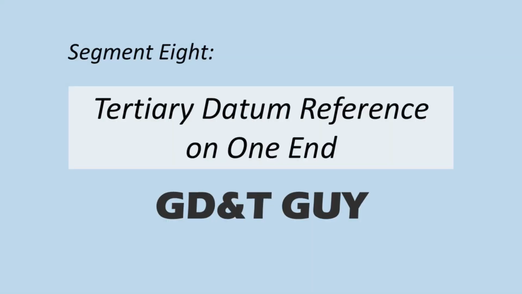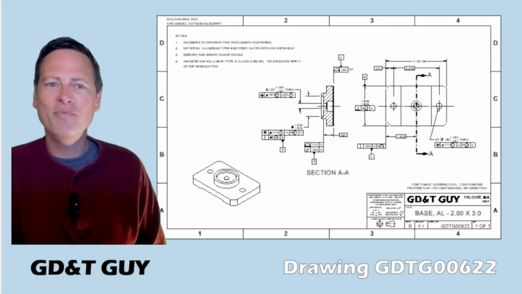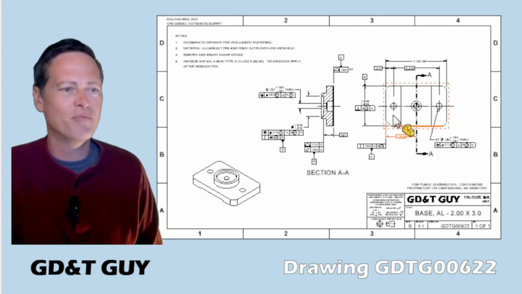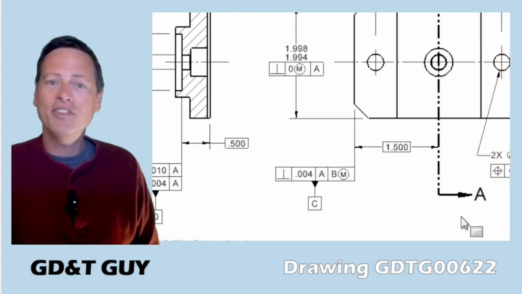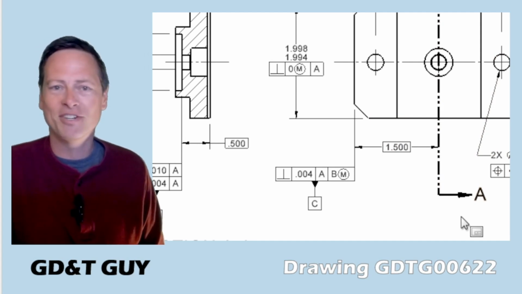So let's get started on this little journey, where we take a look at several ways we might extract a tertiary datum reference from the 3-inch width feature. And we'll see how well they match to the functional requirements. For a lot of people, the obvious thing to do is what I have here on GD&T 00622. We pick one of these ends, make it nice and square, call it the datum C feature, and use it as a tertiary datum reference in the position callouts.